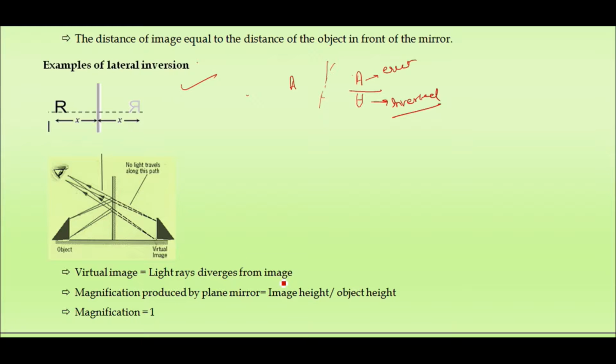The magnification produced by plane mirror is equal to image height divided by object height, and if you see here, image height is equal to object height, so magnification is equal to 1.